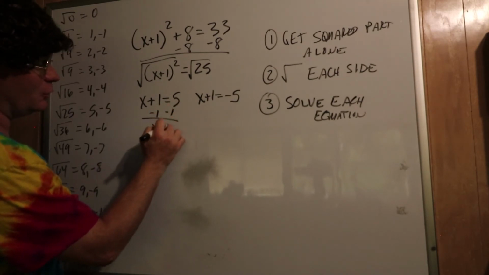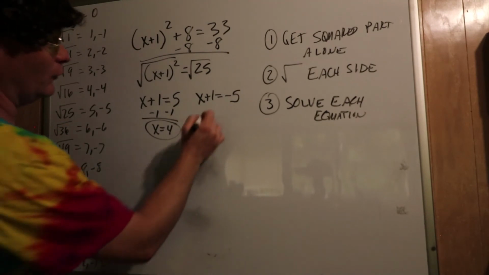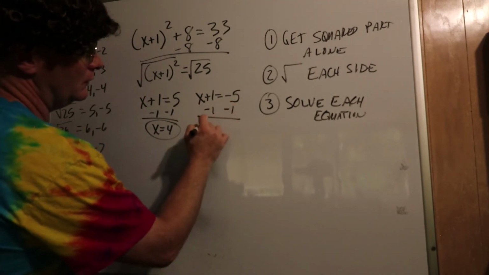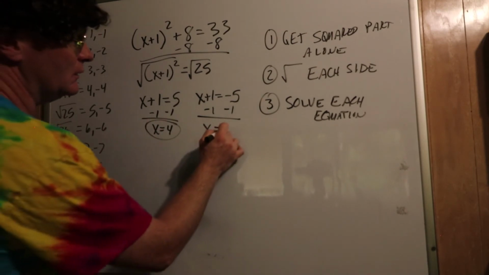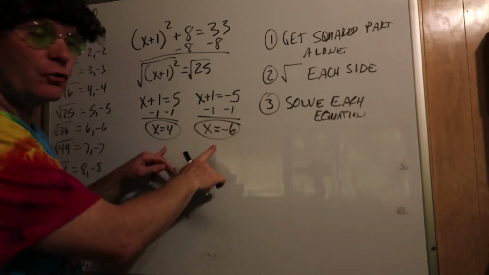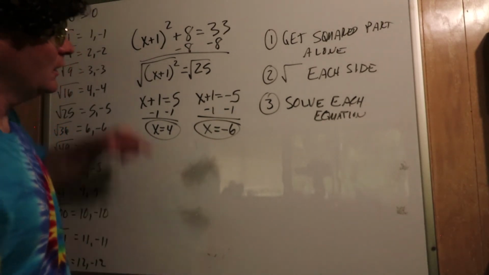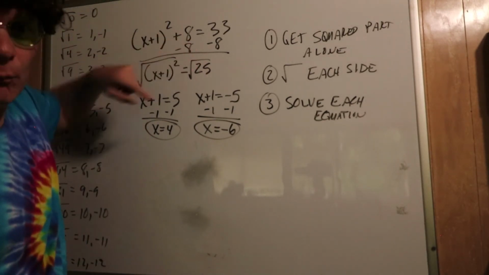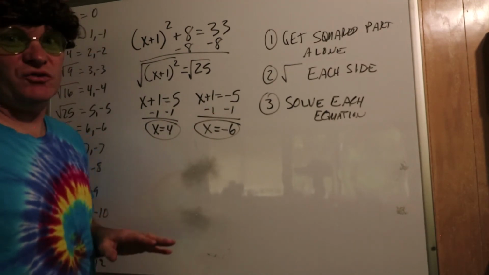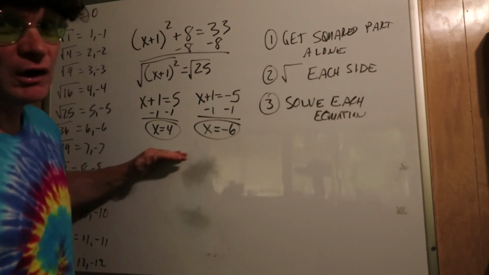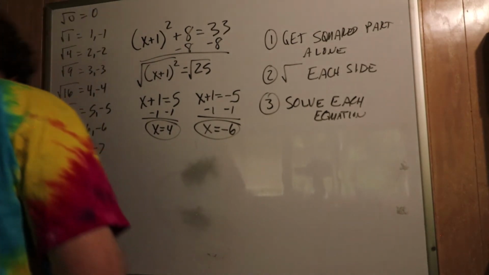You get x equals 4. The other answer is not going to be negative 4. Okay, let's find out. Negative 5 minus 1 more is negative 6. So those are our two answers right there. Positive 4 and negative 6. Okay, so you got to make sure you write out both of the equations and solve them both. It might seem silly, but if you don't do that, you're going to get one cool answer and one that's not so cool. Okay, let's try one more.